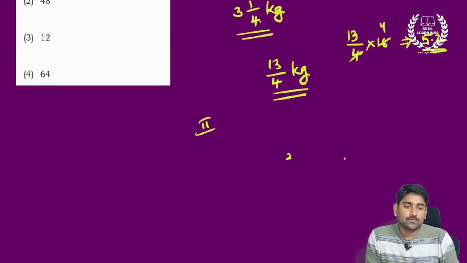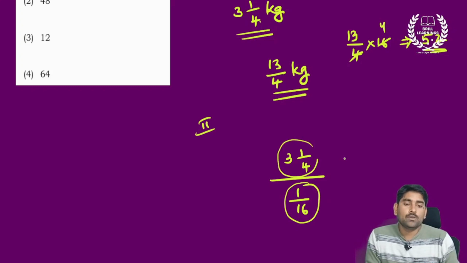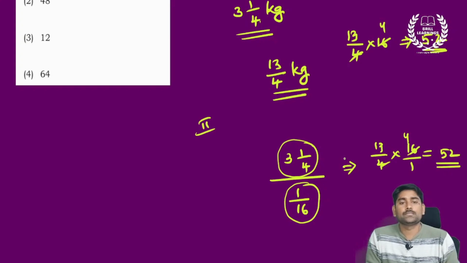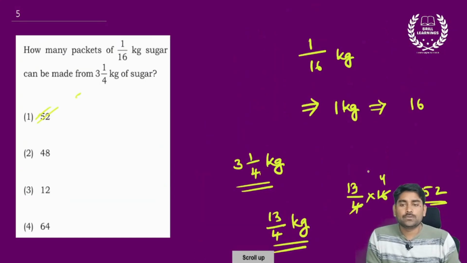Simply write this 3 1 by 4 upon 1 by 16, because we need to make 1 by 6 kg packets out of these 3 1 by 4 kgs. Okay, so first convert this mixed fraction into an improper fraction. 13 by 4 into 16 by 1. 4 4s are 16, so 52 packets. Okay, let's move on to the next question.